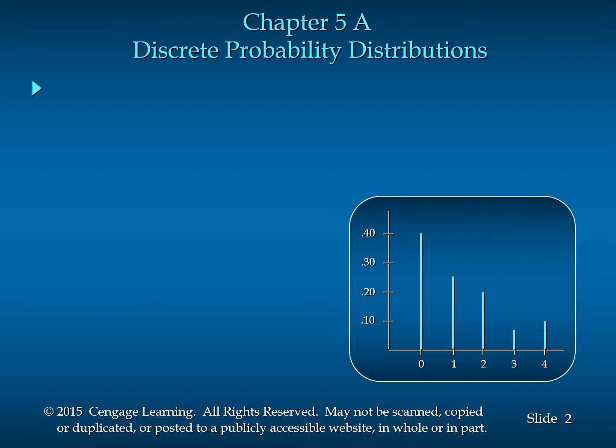Given our basic understanding of probability from Chapter 4, we will now start to look at specific probability distributions, focusing on the discrete.